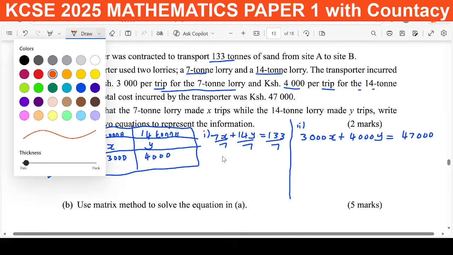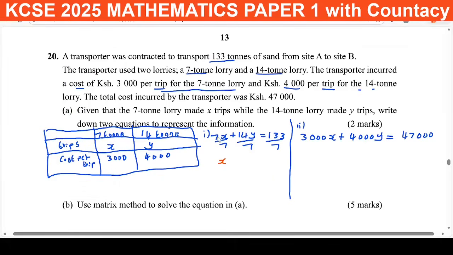When we divide here by 7, we are going to get x because this 7 cancels with that 7. And then we retain the plus, and 14 divided by 7 is going to give us a 2. And we have y is equal to 133 divided by 7, that's going to give you a 19.